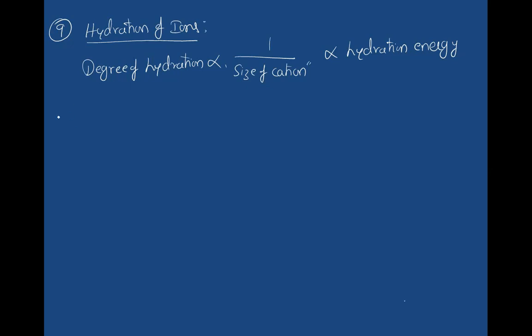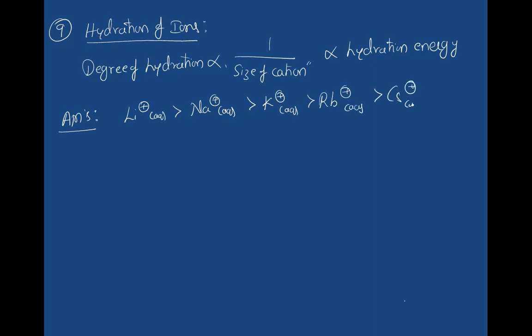With respect to alkali metals, as we move down the group, ionic radius increases, and the degree of hydration and hydration energy decrease. So lithium, sodium, potassium, rubidium, and cesium: maximum degree of hydration to minimum degree of hydration. Around the lithium ion, more water molecules get accumulated. Around the cesium ion, fewer water molecules get accumulated.